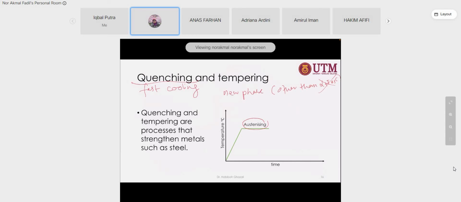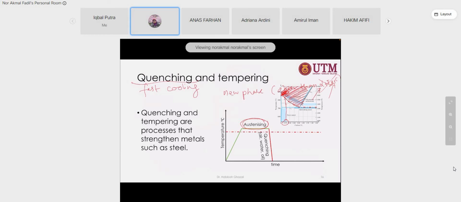If you want to remain as the original one, which is still alpha and cementite, you can cool it slowly. But if you want a new phase, you need to increase the rate of cooling. So austenizing, remember, whatever the composition, you need to always refer to the temperature at which you can obtain the austenite phase. This is the austenite phase. If this is your composition, you need to reach a temperature in this region.